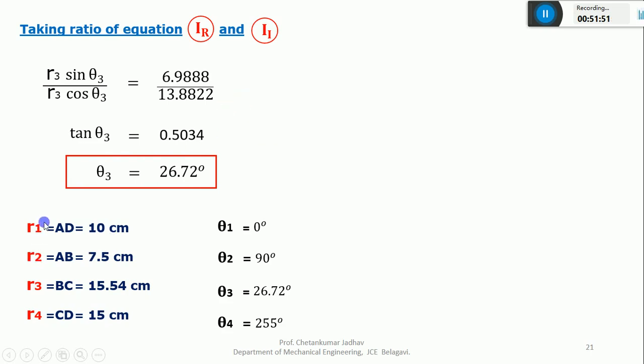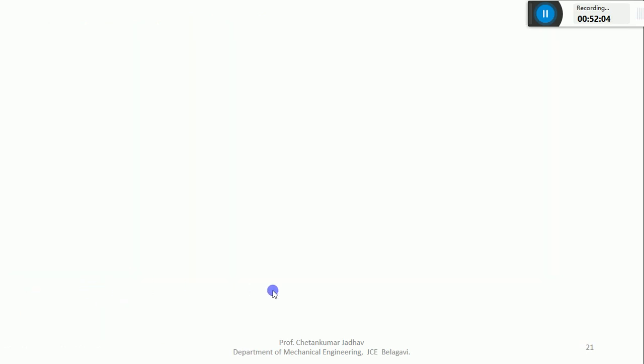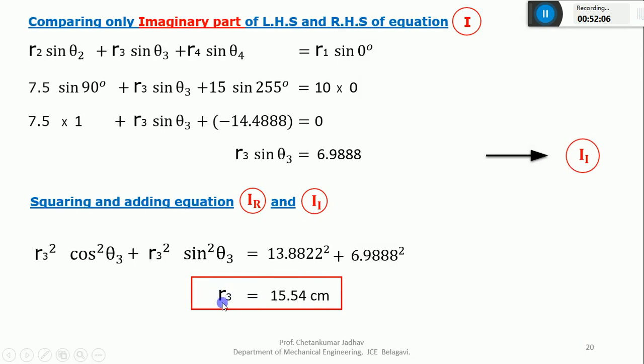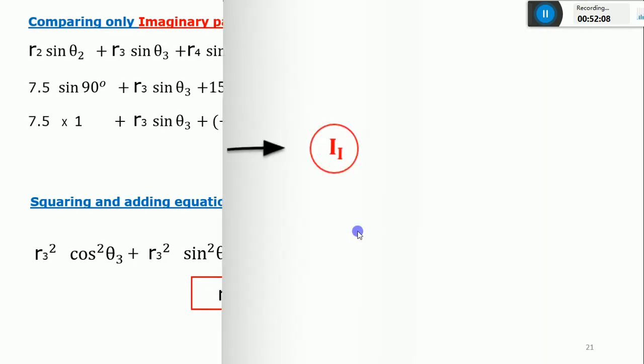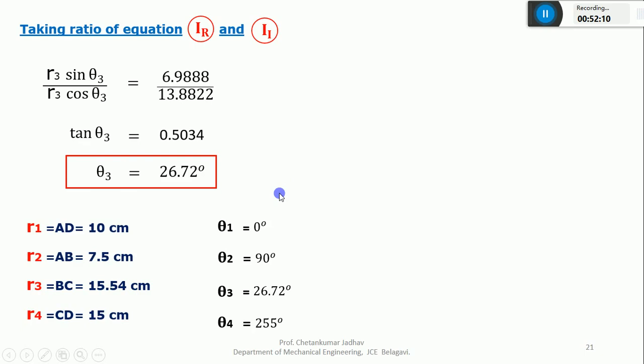So again, I'll list. Already I knew the values of r1 theta 1, r2 theta 2, r4 theta 4. Now I got the values of theta 3 and r3. So you can see here, after simplifying, I got r3 as well as theta 3. So this is the first, and this is the second part of this problem. If any doubts, please let me know, because the next procedure is the same.